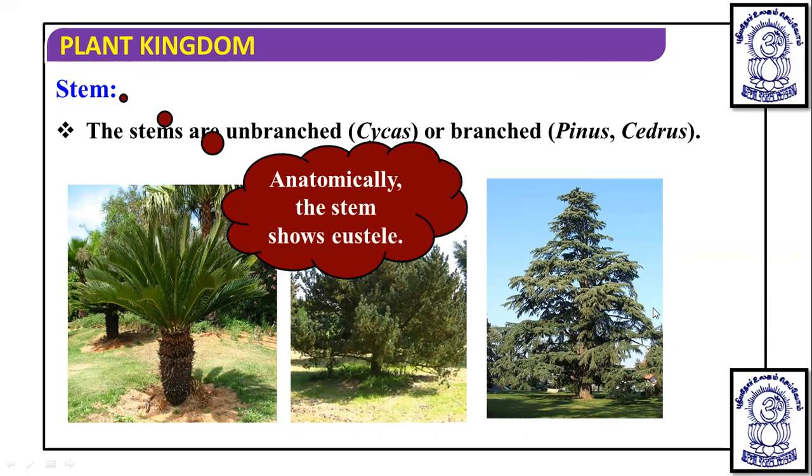Anatomically, the stem shows eustele. Eustele means the proper true stele is found in the stem of the gymnosperm.